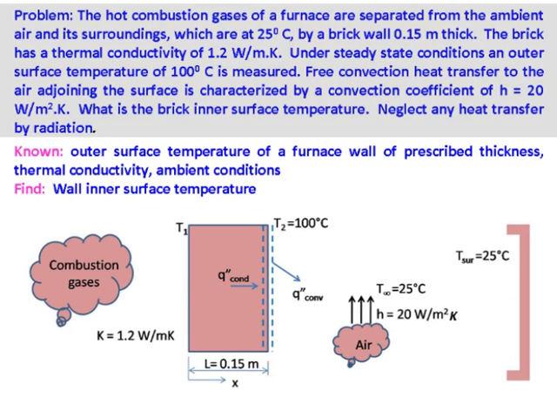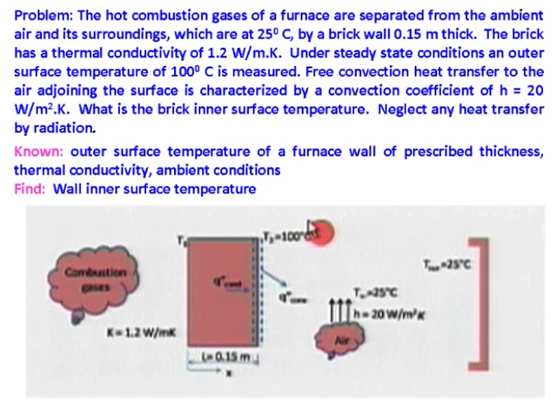So, the problem says, it is a simple combustion chamber, that is, there is a furnace. The hot combustion gases of a furnace are separated from ambient air and its surroundings, which are at 25 degree Celsius, by a brick wall of 0.15 meter thick. That means, furnace means we can all visualize that as a chamber, an enclosure. So, within the enclosure there are all hot combustion gases. So, maybe there is some natural gas or some methane being burnt, and this furnace is separated from the ambient through a brick wall, which is of 0.15 meter thick.